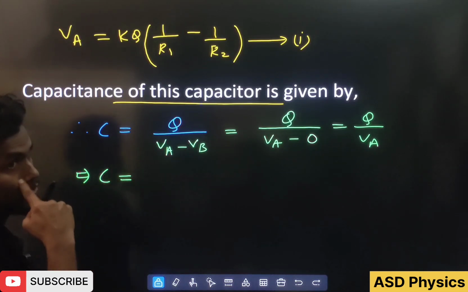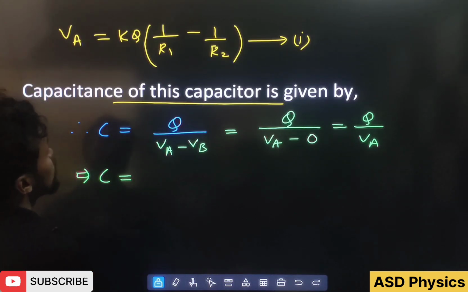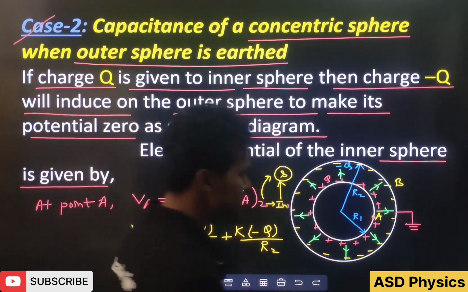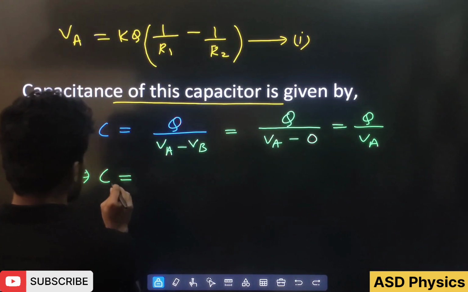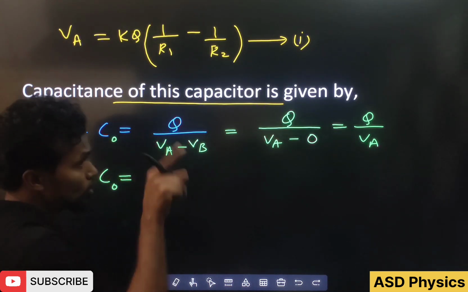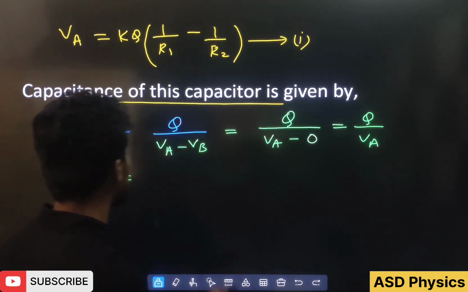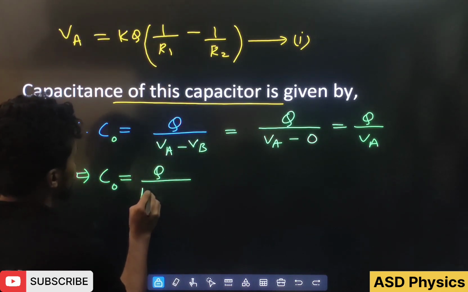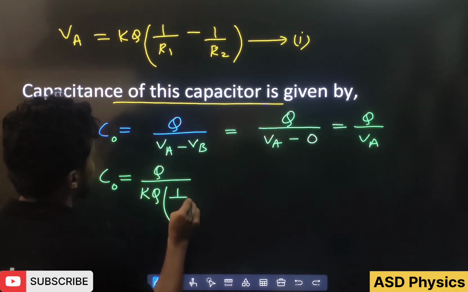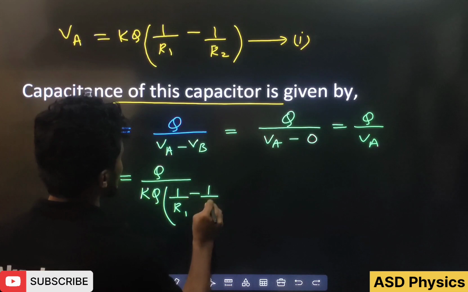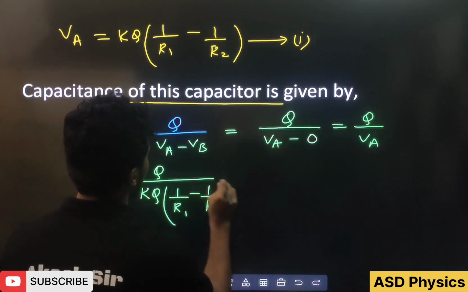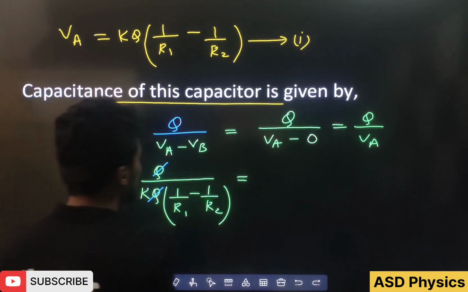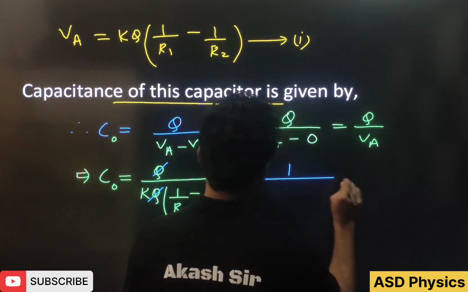That means C equal to what can we write here? Between the plates, if air is there, I will write C naught. I am considering air between the two concentric spheres. So Q by VA, putting the value from here: KQ into 1 by R1 minus 1 by R2. This Q and this Q will cancel out. So it will come 1.